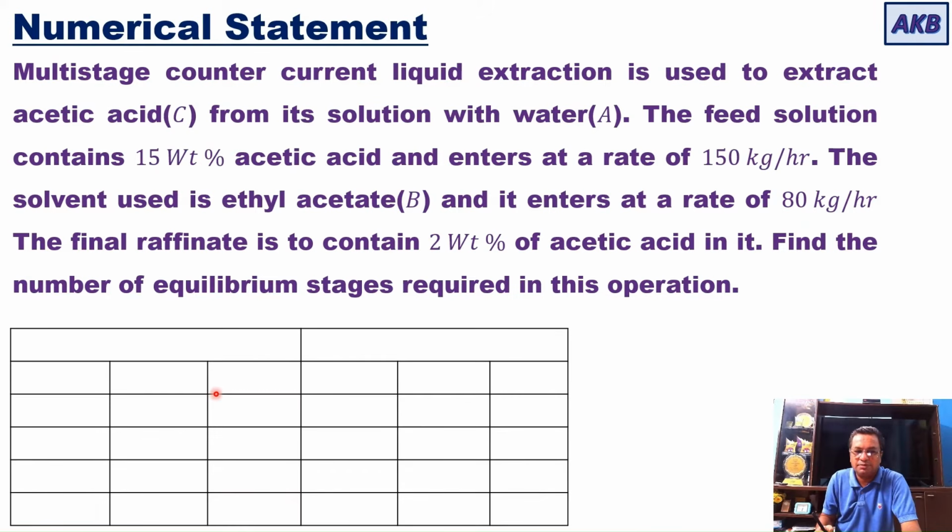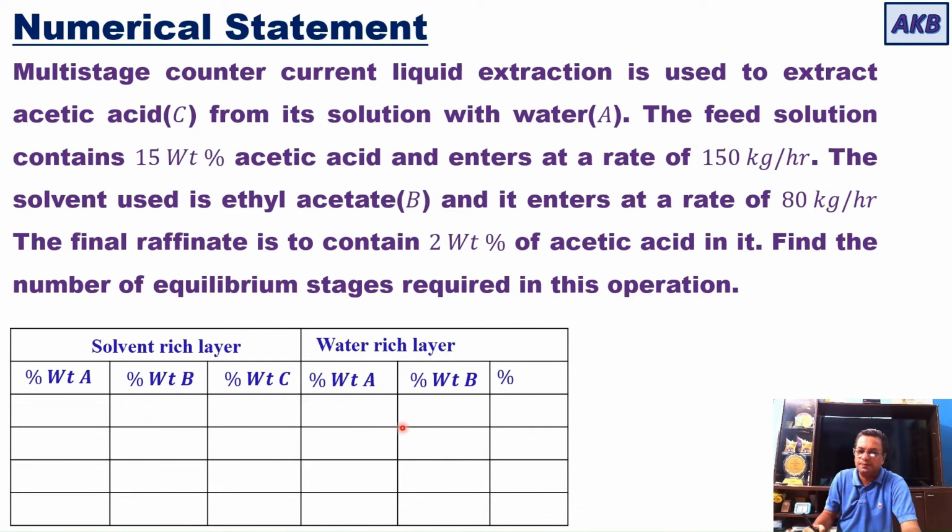And the equilibrium data is given to us. So you have the solvent rich layer, the composition of the solvent rich layer is given to us, and the composition of the water rich layer is given to us. So you have percentage weight of A, percentage weight of B, percentage weight of C, and in the water rich layer also the percentage weight of each of the three components is given to us. Percentage weight of A, percentage weight of B, and percentage weight of C.